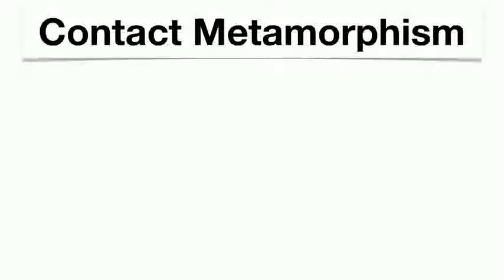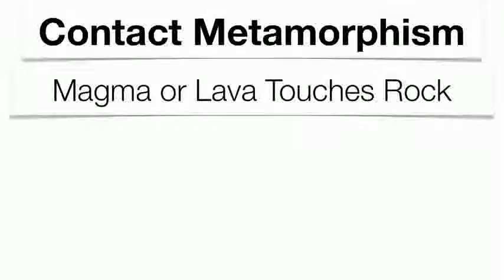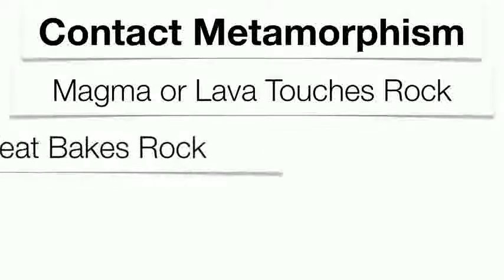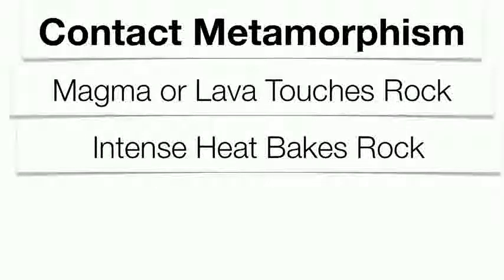The second type of metamorphism is called contact metamorphism. This is going to occur in areas with a lot of volcanism, a lot of magma, a lot of lava going on. The name kind of explains itself: it's where magma or lava is going to come in contact with the rock. It's going to touch the rock. Because of the intense heat from the lava or magma, that lava or magma is going to bake the rock that's touching and alter it into a new rock.